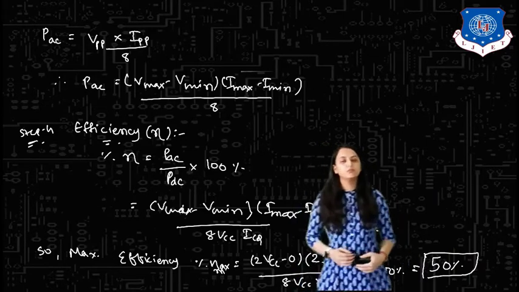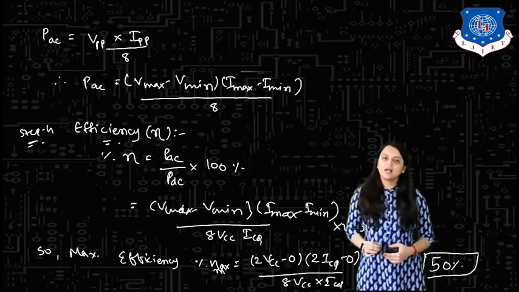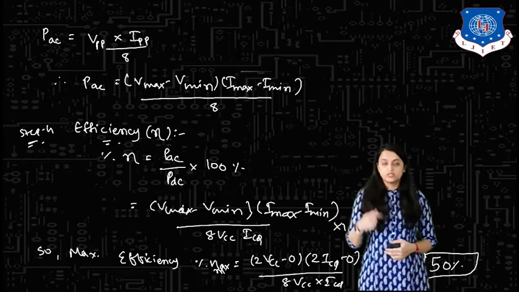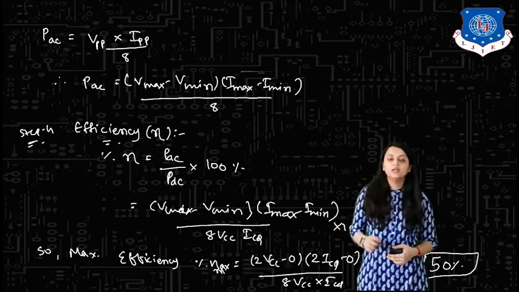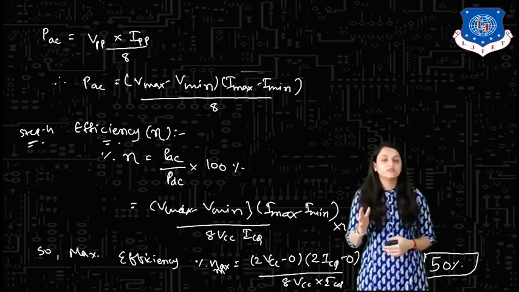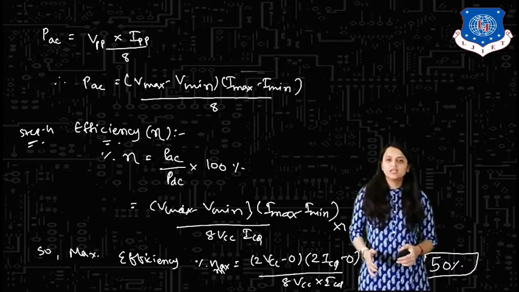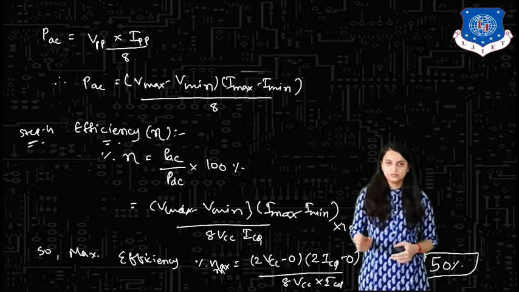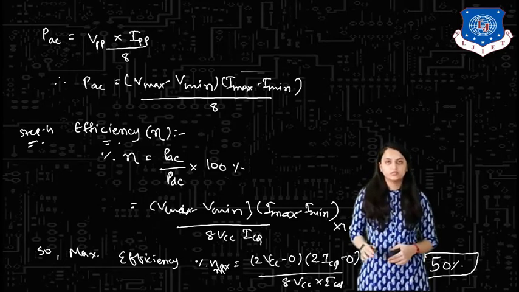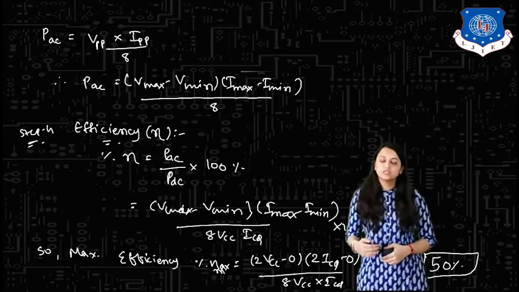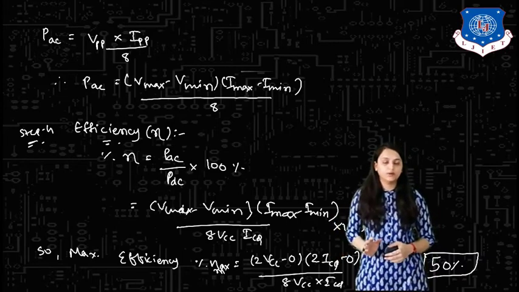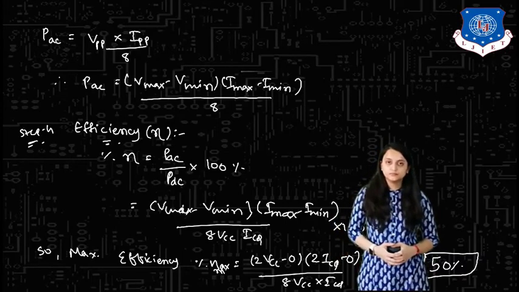If you have observed, in the direct coupled class A amplifier, the efficiency was 25%. In the transformer coupled class A amplifier, the efficiency is double, which is 50%. Practically, exactly 50% efficiency is not possible. It will be less than 50%. But by using the transformer coupled class A amplifier, the efficiency is double that of the directly coupled amplifier.